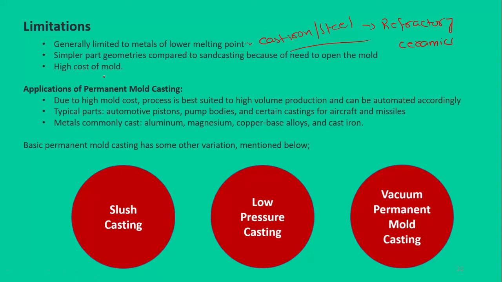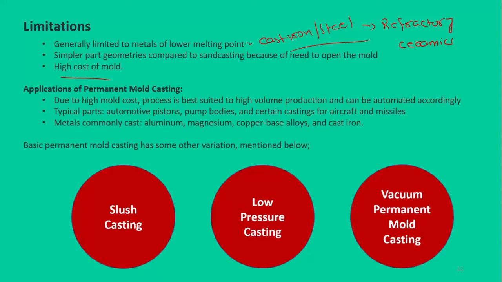And the last one is the high cost of mold. Because the mold is made of metal, there is a high cost involved in the price of the material itself, in the machining to get the desired shape of the mold cavity, and also some expenditure in maintaining that mold. So overall, there is a high cost of mold involved compared to the expendable mold casting.